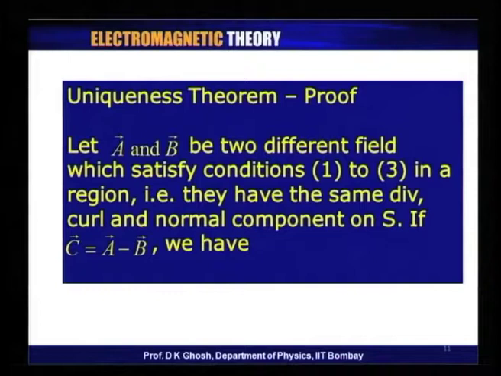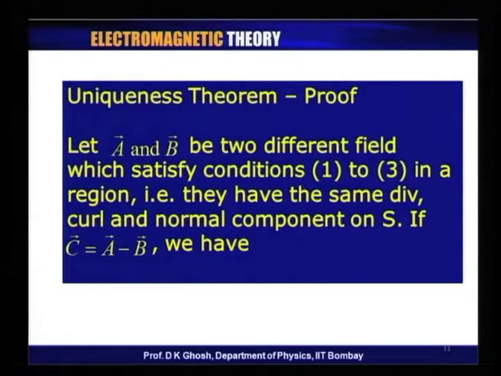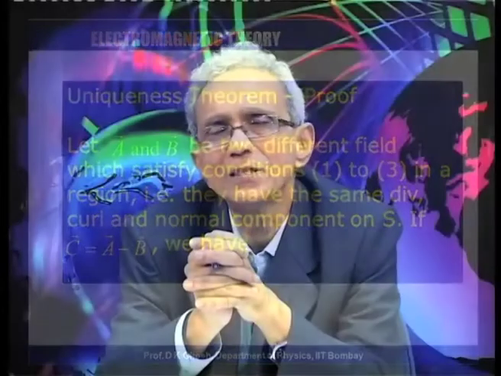Now, what we do is this. We will prove it by what is known as reductio ad absurdum. Namely, let us assume that these 3 things are given and a vector field A satisfies it, and a second vector field B also satisfies the same 3 conditions. In other words, what we are saying is del dot of A is the same as del dot of B, curl of A is the same as curl of B, and the normal component of A on the surface is the same as the normal component of B on the surface.